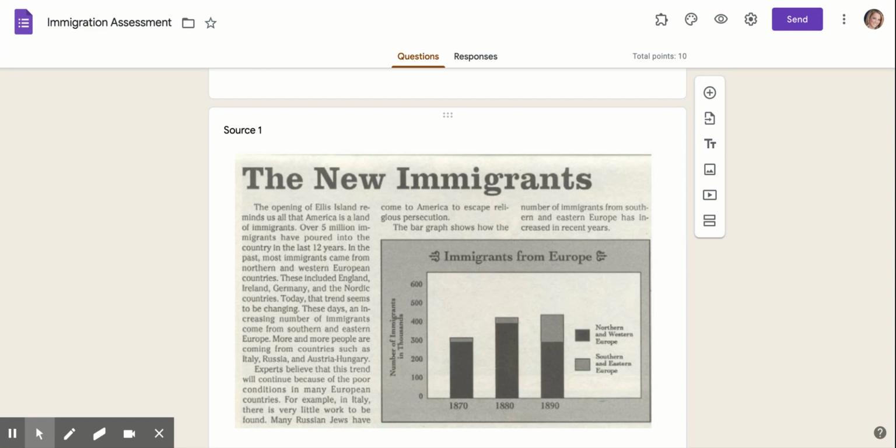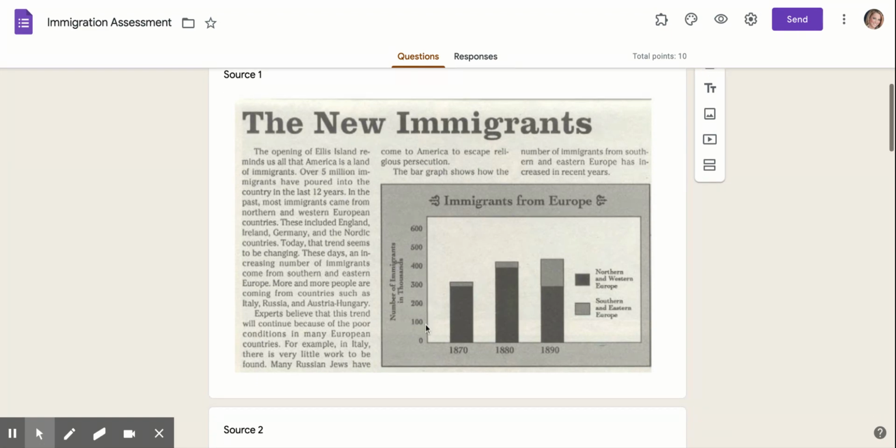Experts believe that this trend will continue because of the poor conditions in many European countries. For example, in Italy, there is very little work to be found. Many Russian Jews have come to America to escape religious persecution. The bar graph shows how the number of immigrants from Southern and Eastern Europe has increased in recent years.